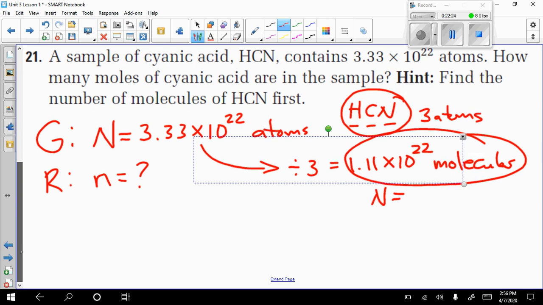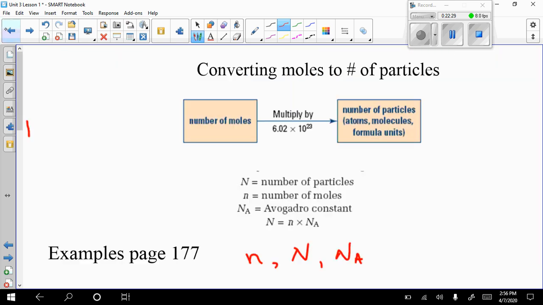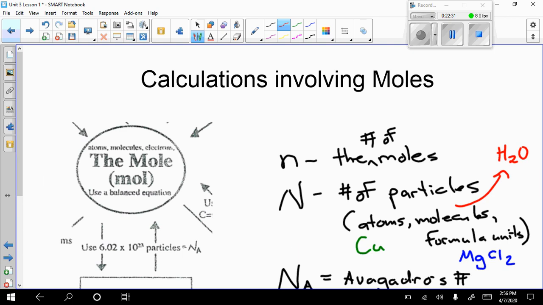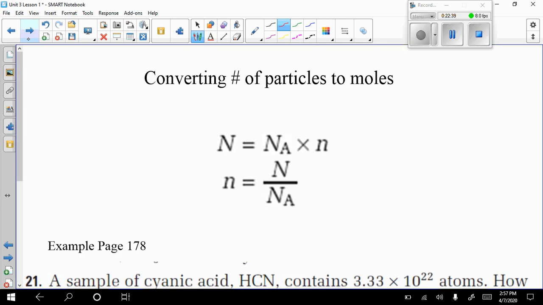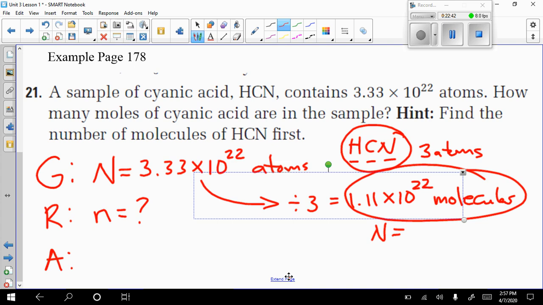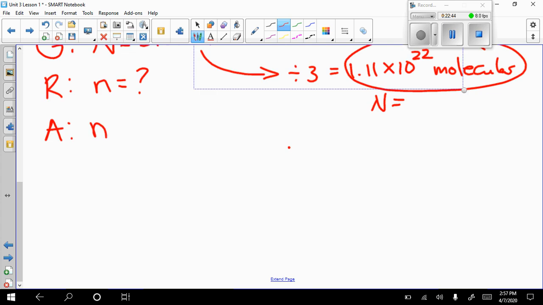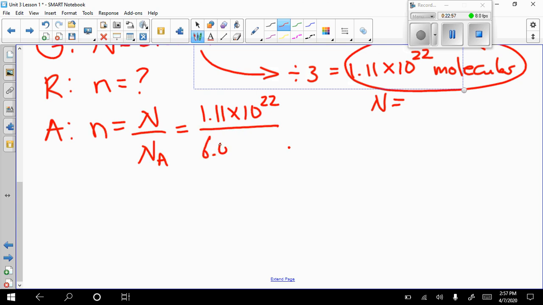Okay, I'm almost done. For my analysis here, I'm going to go right back to my hub, and my hub tells me that little n is capital N over NA. So I've got the formula. I'm going to put that right here. And I'm going to say, okay, so n is equal to capital N over NA. And I'm going to substitute 1.11 times 10 to the 22. That's the number of molecules divided by Avogadro's 6.02 times 10 to the 23.